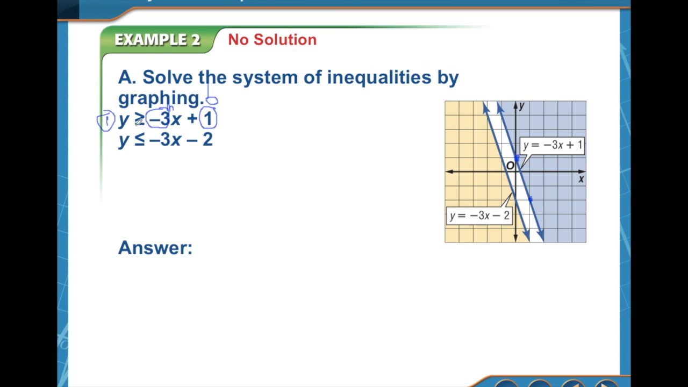We know our line is solid because we have an equal bar, so solid line. Greater than tells us to shade above it. So we would shade above the line. That's how we got that whole blue section there. So that's the first line done.